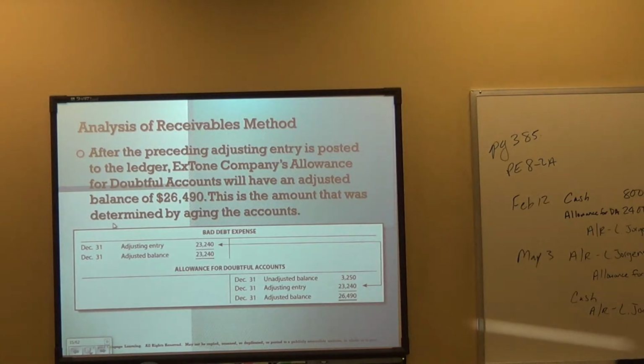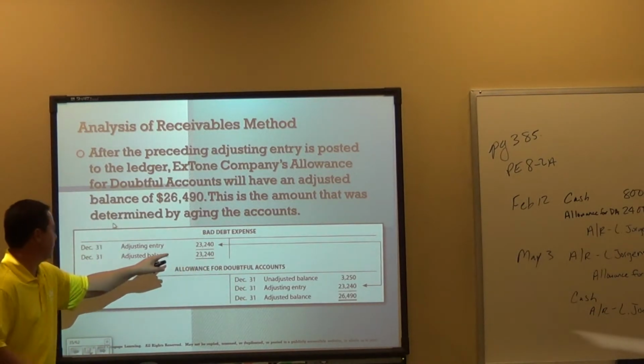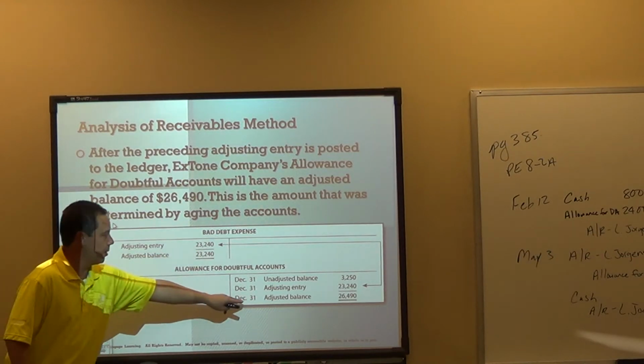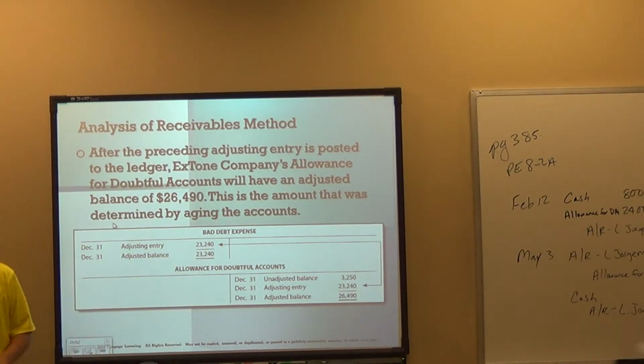So in here, this is what it looks like if we take a look at the bad debt expense and then the allowance for doubtful accounts. You see the totals here. That's the new bad debt that we're going to put in there in the adjusting entry. And then here is the total for my adjusted balance, so it's the balance that I determined I would need.